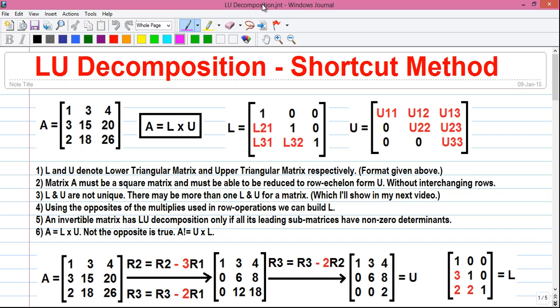I am telling you how to find out the LU decomposition of a matrix. This is my first video in the series and today I will tell you how to find out LU decomposition by shortcut method. In my next video I will show you that L and U are not unique to a matrix. There may be more than one L and more than one U for a matrix.